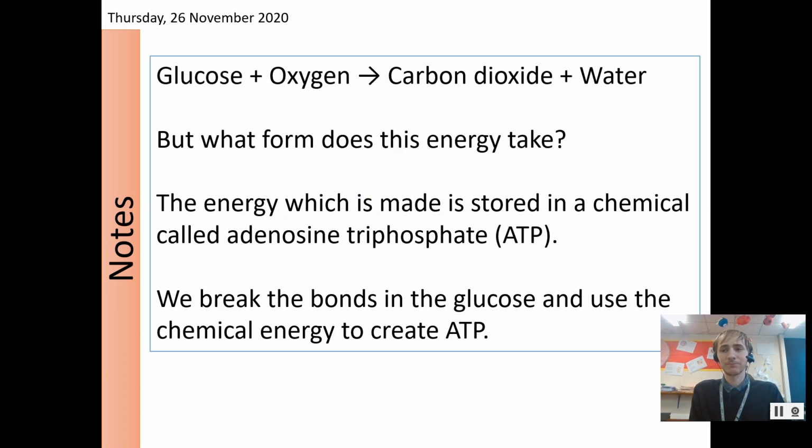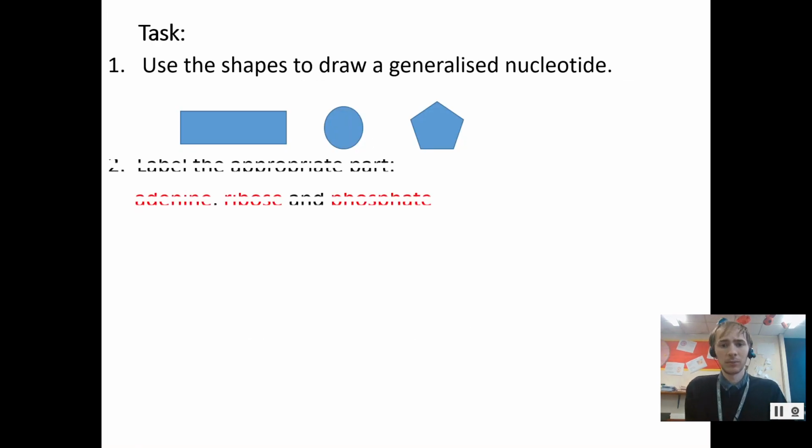Glucose and oxygen, carbon dioxide and water. If you know that word equation, that's all I need you to know about respiration at this point. In Year 13, we will go into an enormous amount more detail about all of the different parts of respiration. But for now, simply learn this word equation, which you should already know. If you don't know it, you need to learn it. And as part of that, we're also going to release a small amount of energy. And the question we should have is, what is this energy?